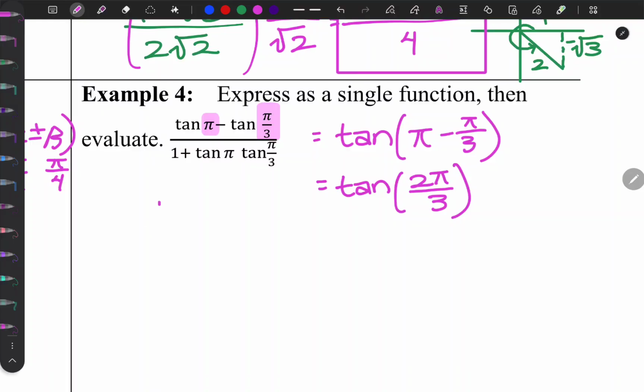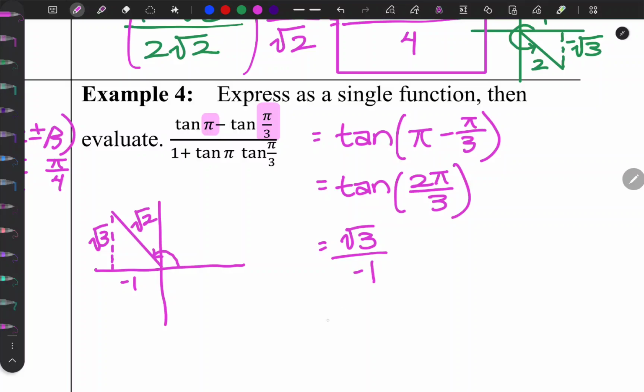Then to evaluate, very straightforward, let's sketch 2 pi over 3 in quadrant 2. Reference angle of pi over 3, so this is root 3, negative 1, and root 2. And then we evaluate tangent, which will be root 3 over negative 1, or just negative root 3. So we go from having a very complicated statement, where if we come back to this original statement, yes, we could have calculated all of those pieces separately and simplified, but applying the identity allows us to rewrite as a single function, which is a little bit faster to find the exact value. All right, that's it for now.